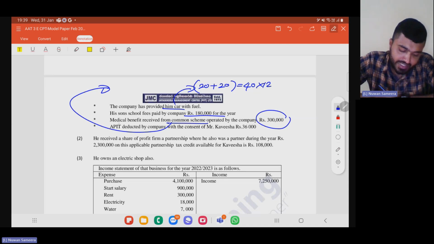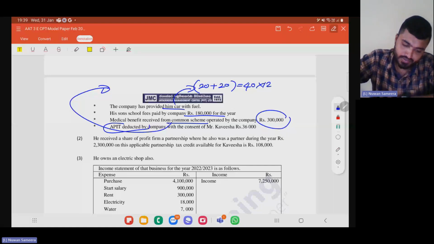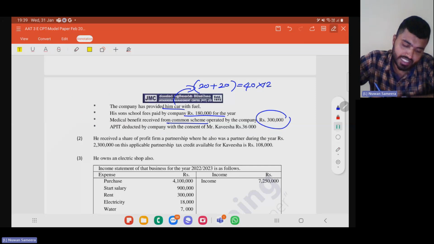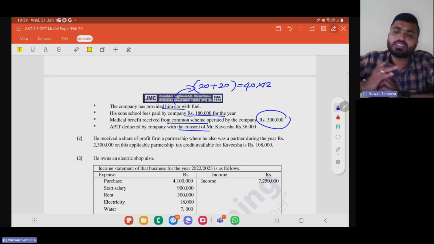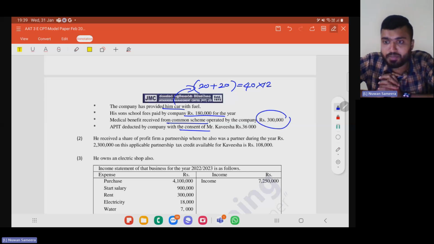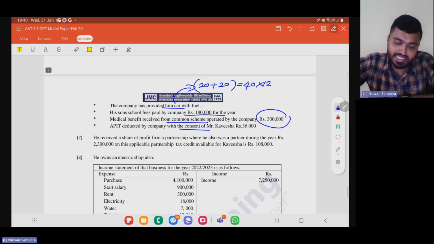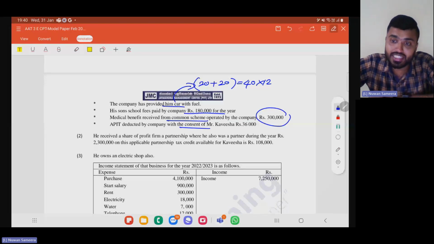So then the APIT deducted by the company, with the consent of... I made a mistake, right? The consent. Earlier there was a condition that to deduct the APIT, the consent of the employee should be there. But now, after 1st January 2023 onward, the consent of the employee is not required to deduct the APIT.